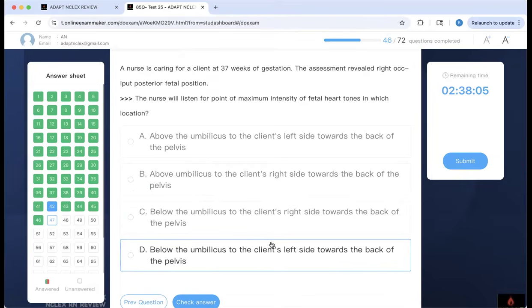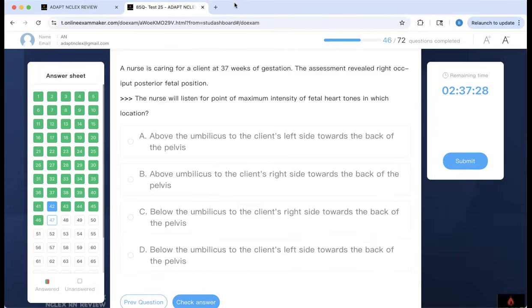Above the umbilicus to the client's left side towards the back of the pelvis, above the umbilicus to the client's right side towards the back of the pelvis, below the umbilicus to the right side towards the back of the pelvis, below the umbilicus to the client's left side towards the back of the pelvis. They sound the same. Ignore it. When you see questions like that, strategy: ignore the answers, go and figure it out yourself. That's all. Then come back and put the answer down. So pick your answer. I will show you how to approach it.